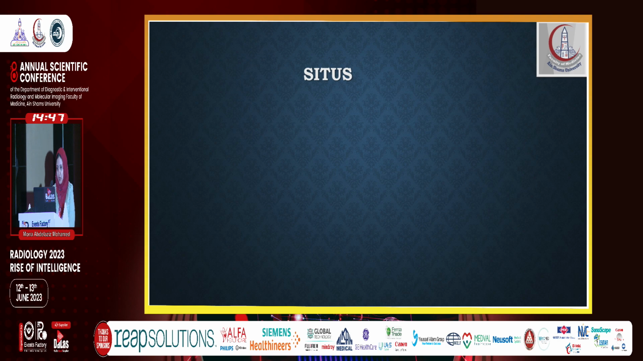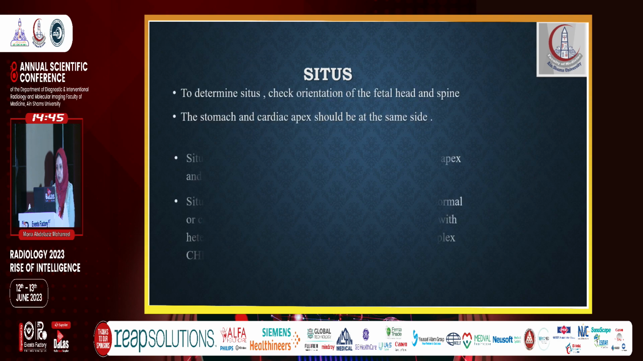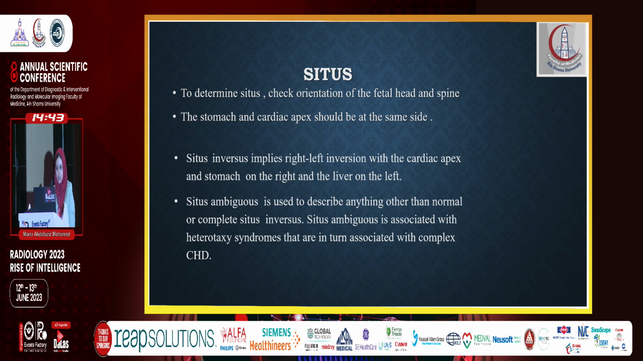First, we should determine the situs. To determine it, we should check for the fetal head and the spine. The stomach and the cardiac apex should be on the same side. If there is right to left inversion, it's what's called situs inversus, where the cardiac apex and the stomach become on the right and the liver is seen on the left. The term situs ambiguous is used to describe anything other than the normal and other than the situs inversus, and it is usually associated with right isomerism and left isomerism, which is usually associated with complex congenital heart diseases.